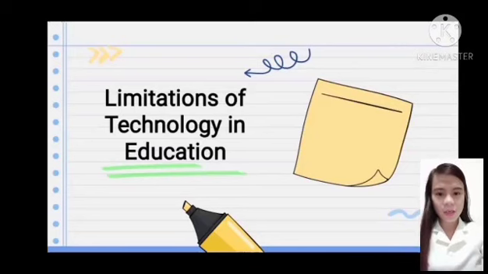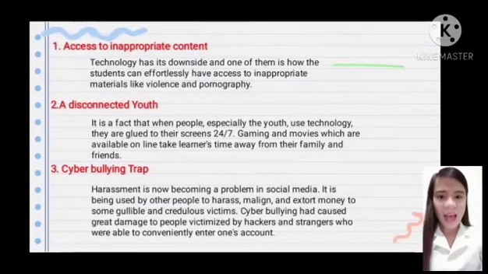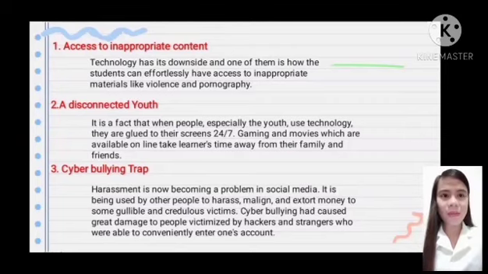Limitations of technology in education. Access to inappropriate content. Technology has its downside, and one of them is how the student can effortlessly have access to inappropriate materials like violence and pornography.